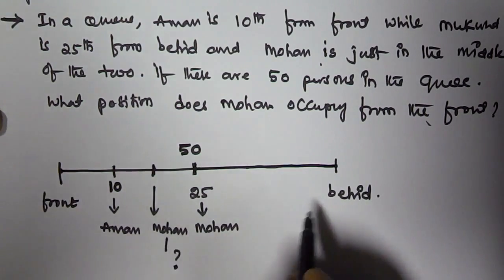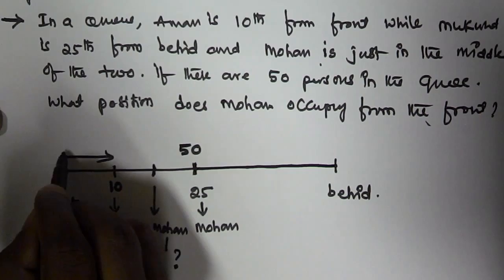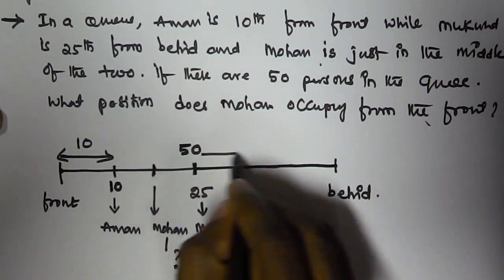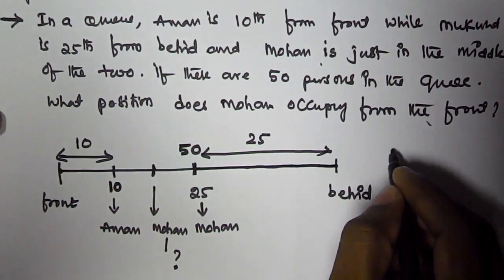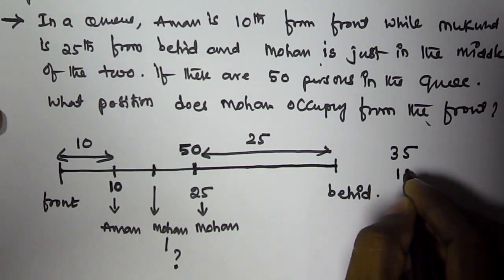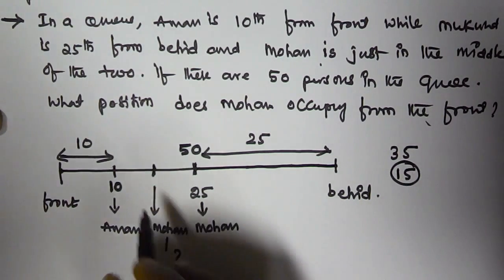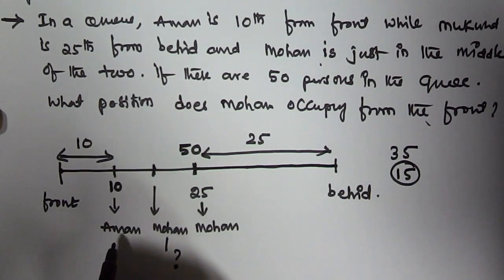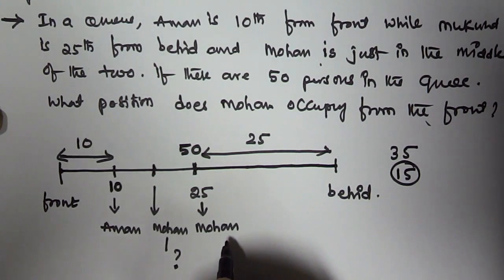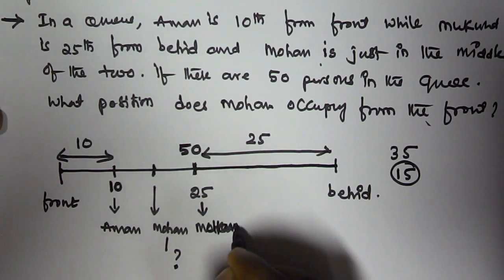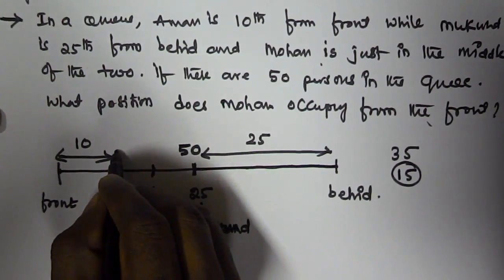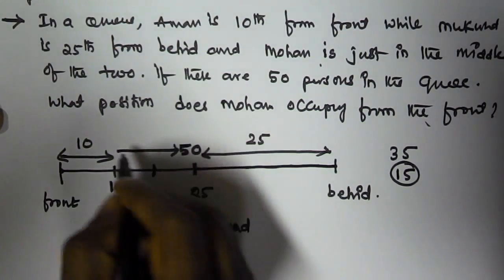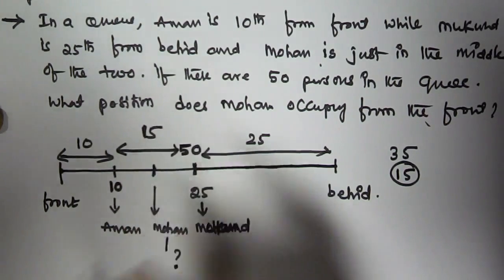So from here to here, it is 10, and from here to here, it is 25. So the total 35 is over. The remaining is how many? 15 people are there. Sorry, this is Mukund, at 25 positions from behind. So between Aman and Mukund, 15 people are there.